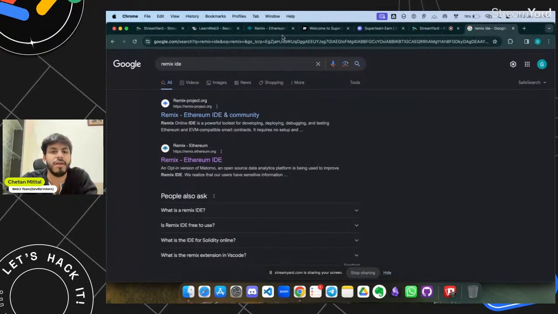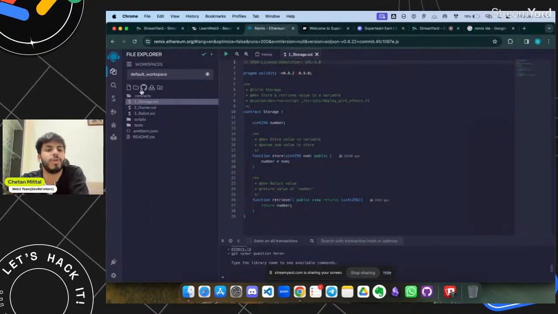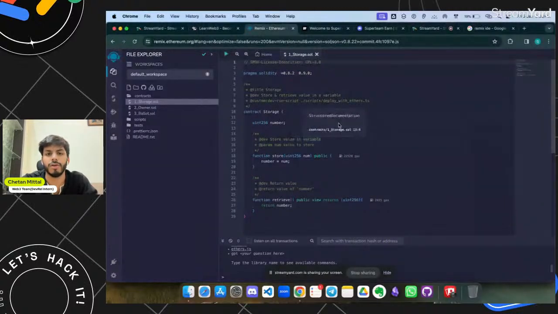In the Remix IDE, an interface like this would be opened up. Then you have to go to the contract section. In the contract section, there are some sample contracts given. So you can pick any normal contract. This is the basic first-time interface, which would not be that user friendly, but this is the Solidity language which is used for writing smart contracts.